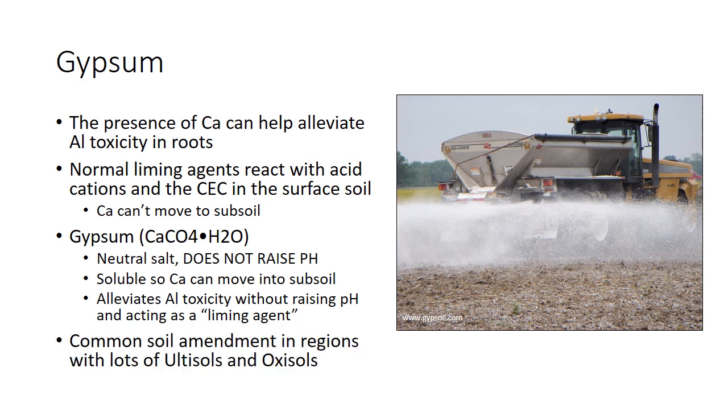And this is very common in regions that have a lot of ultisols and oxisols, because in those regions, the soil pH generally will decrease as you go lower and lower in the profile. And so we do get soil acidity issues at depths that we cannot manage through incorporating limestone. And so gypsum is commonly used in those parts of the world.